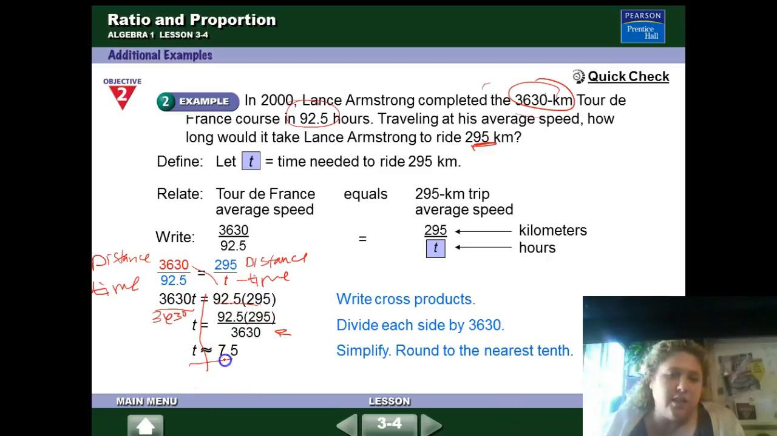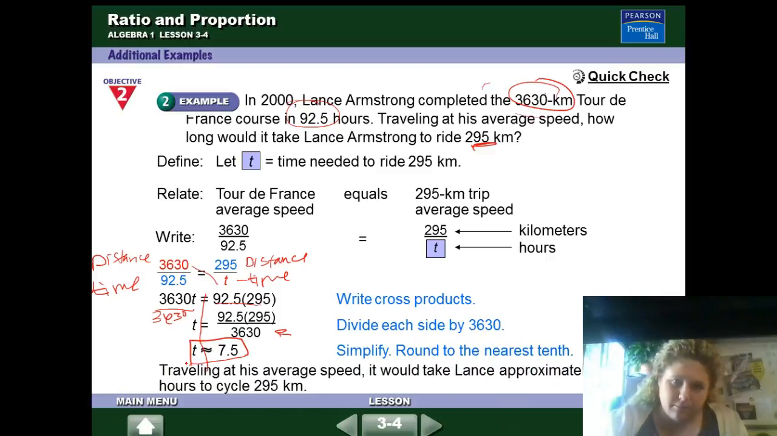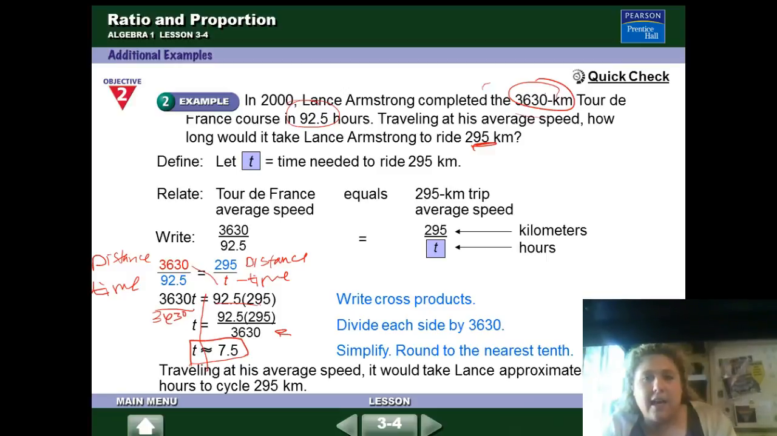And then that's going to give you t equals about 7.5. So what is that saying? It would take Lance approximately 7.5 hours to cycle 295 kms. So the hardest part here is being able to pull that important information out and then being able to set up. Remember, whatever units you put on top, you need to put the same units across when you start to cross multiply and divide.